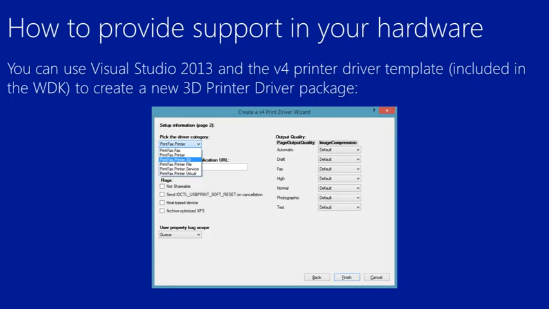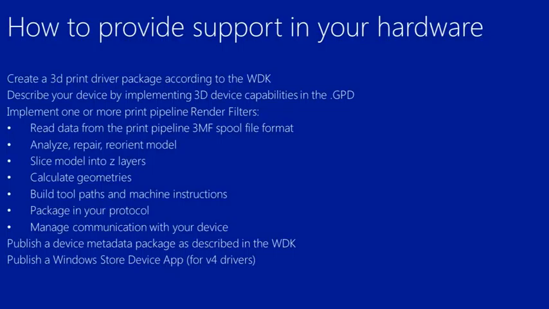It's the device manufacturer's responsibility to create the 3D print driver package according to the WDK, describe their device by implementing the 3D device's capabilities in the GPD, and implement one or more print pipeline render filters to do things like read the 3MF spool file format, analyze and repair the model, slice into Z layers, and eventually calculate the language that's sent to the printer. The device manufacturer should publish metadata with the package as described in the WDK and optionally publish a Windows Store Devices app associated with their device.